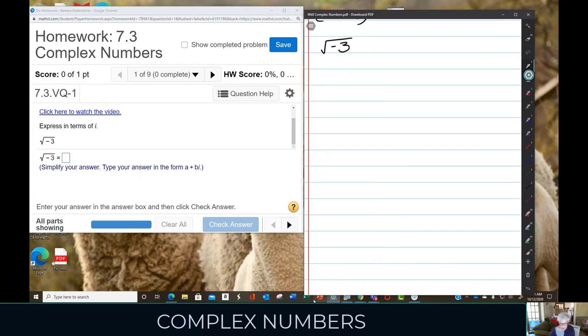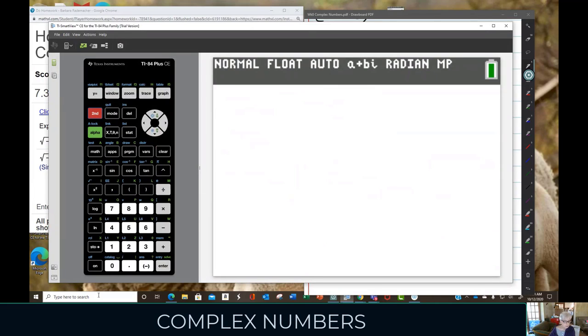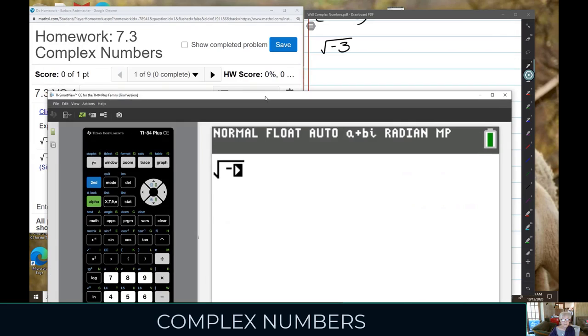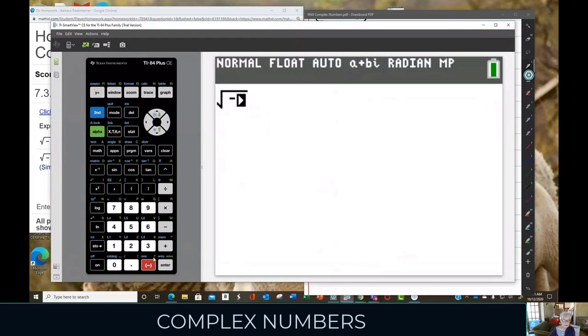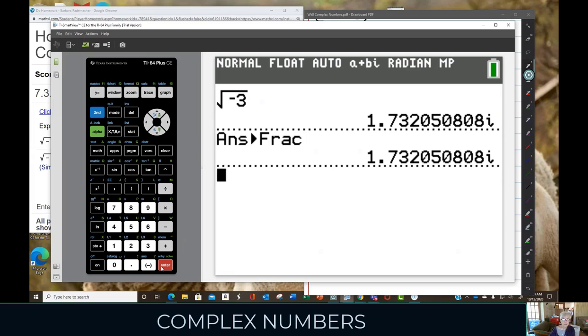Now let's see what happens if I put it in the calculator. I actually don't know. The square root of negative 3. Okay, now that's a negative sign and not a minus sign. I'm going to hit enter. There you go. Look at that ugly beastie. And you can try as you might to make it into a fraction, and it won't, because the square root of 3 is an irrational number.